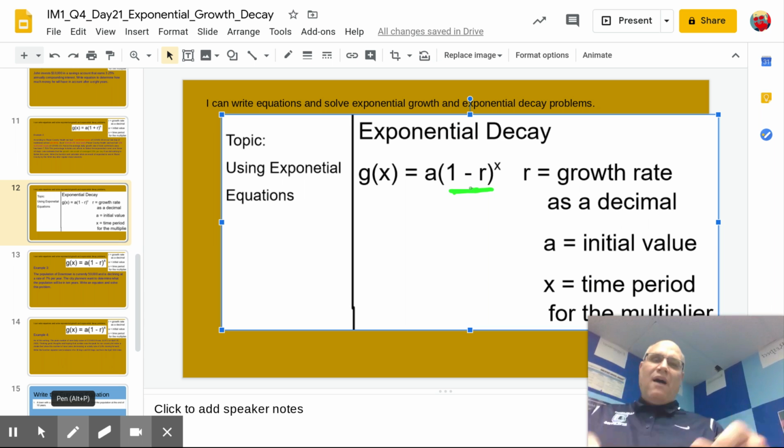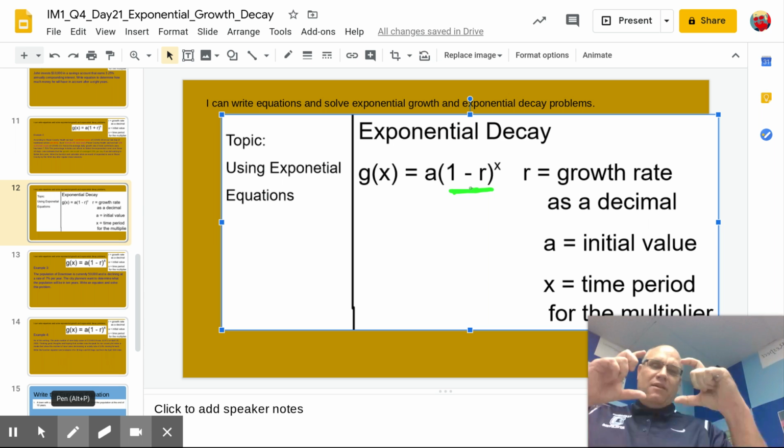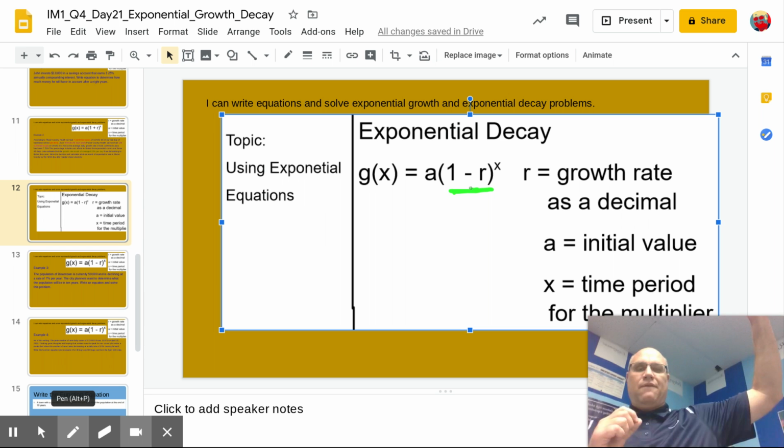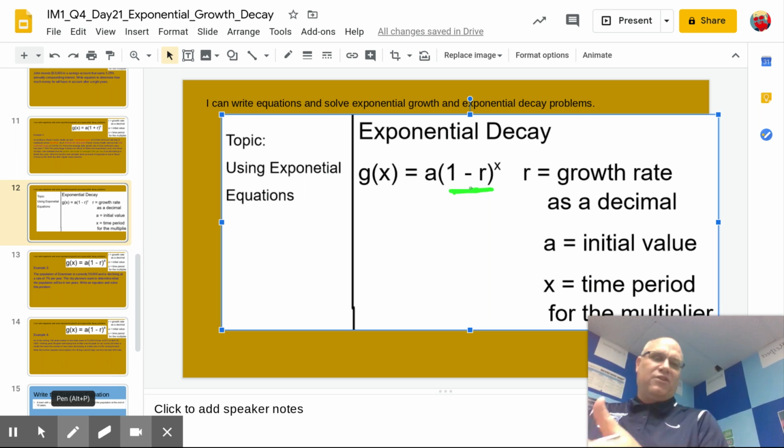Remember, when the a value is a positive number and the base is between 0 and 1, we have that curve that is decreasing. When the a value is positive and we have a b value that's greater than 1, then we have the exponential curve that is increasing as you go left to right. So this is going to be for decay. This always will give us a decreasing curve because we're going to start with some kind of positive number for the initial value, and we're multiplying it by a number less than 1. So it's getting smaller and smaller and smaller.